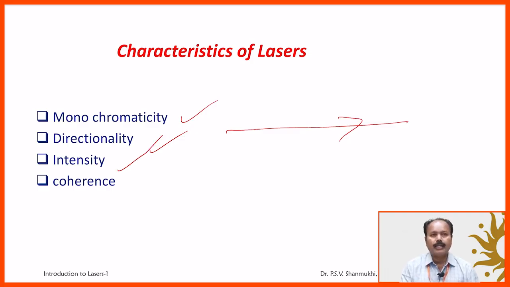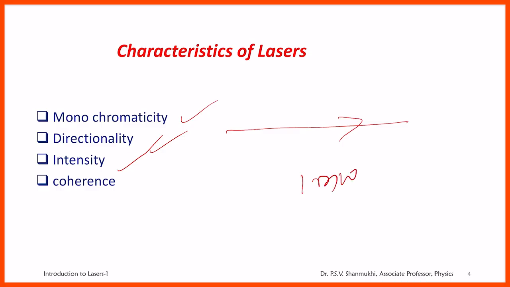Intensity: laser light has very high intensity. For example, suppose we have a laser with 1 milliwatt output, that is nearly 10,000 times the intensity of sunlight on the earth's surface. That much intensified light is laser light.